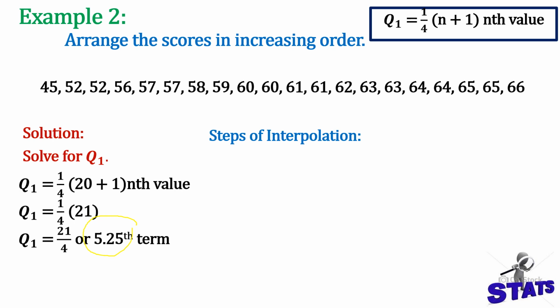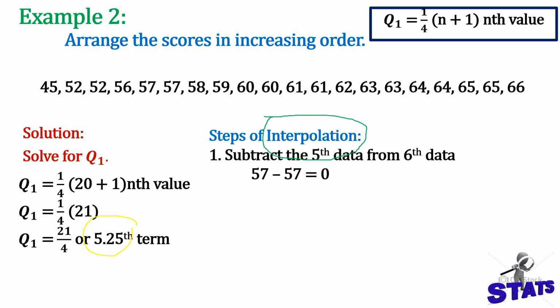Pag ganito naman pong situation, so dito na po papasok yung second method natin na interpolation or linear interpolation. Okay? So sa interpolation, isosolve natin yung 0.25 na sumobra pagkakuha ng position. So, ibig sabihin that is 5.25. So, yung ating score ng Q1 ay nasa position ng 1, 2, 3, 4, 5. Position ng 57 and 57.